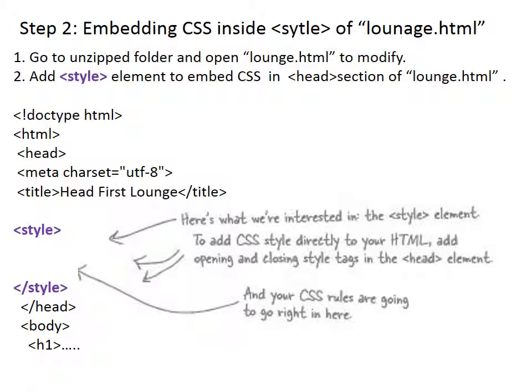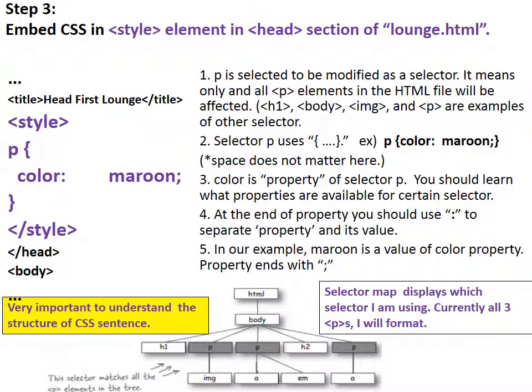Open launch.html and add a style opening tag and style closing tag to embed CSS in header section. When you put CSS inside HTML, this is how you should start. In this CSS, you will change the font color to maroon for every P elements in launch.html. P inside the style is a selector. It indicates that the maroon color format will be applied for every P.